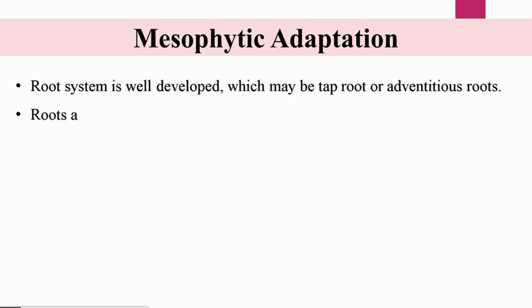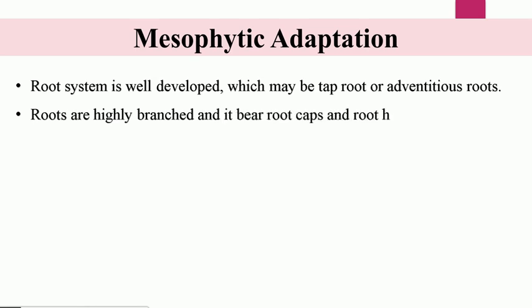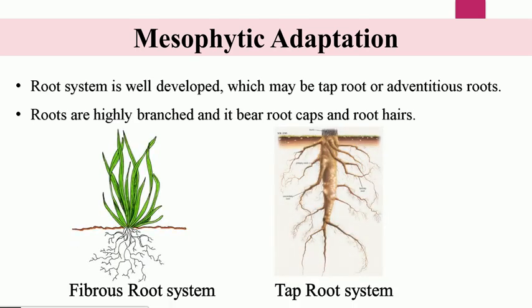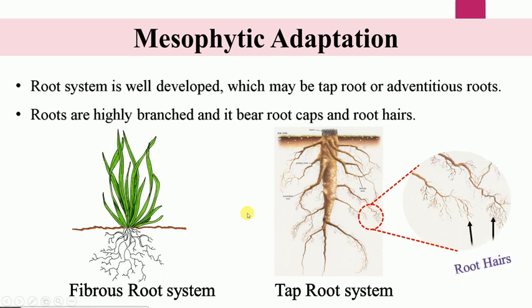Now the mesophytic adaptations. The root system of mesophytes is well developed, which may be taproot or adventitious. The roots are highly branched and bear root caps and root hairs. So you can see the fibrous root system and the taproot system. And in this figure you can observe the root hairs which are developed on the taproot systems.